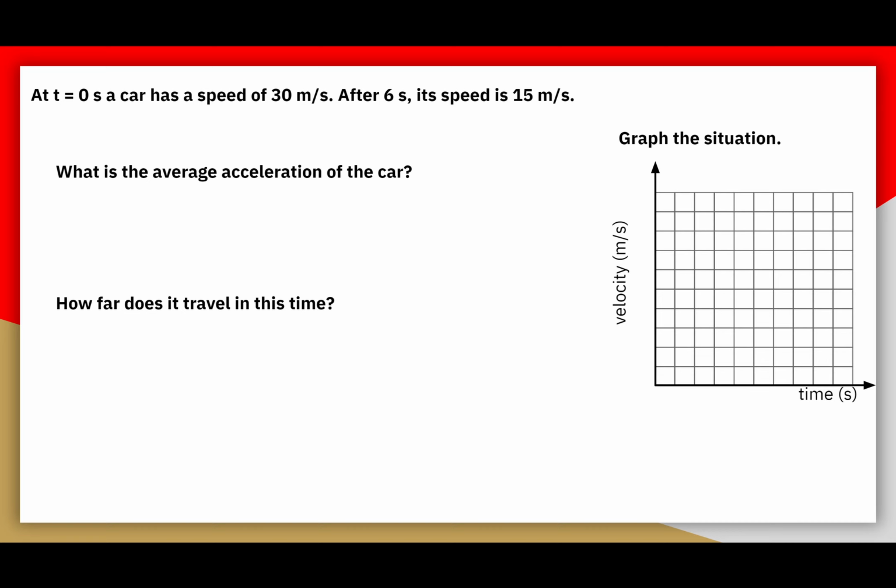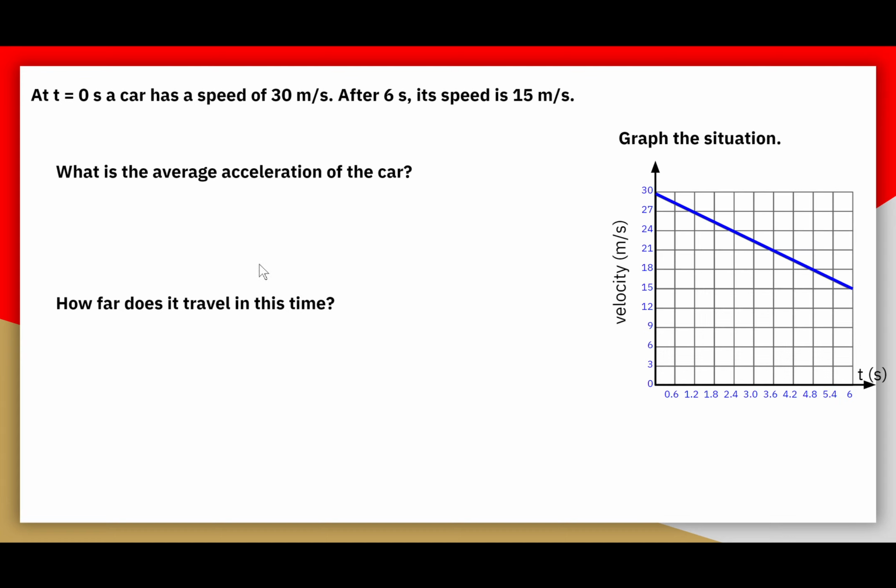So right now we're going to be solving a kinematics problem. The problem is, at time equals 0 seconds, a car has a speed of 30 meters per second. After 6 seconds, its speed is 15 meters per second. There are three things we're going to need to do. We're going to need to graph the situation on a velocity versus time graph. Then we'll use that velocity versus time graph to figure out the average acceleration of the car, before finally figuring out how far it travels in this time. So the first thing I'm going to do is graph it.